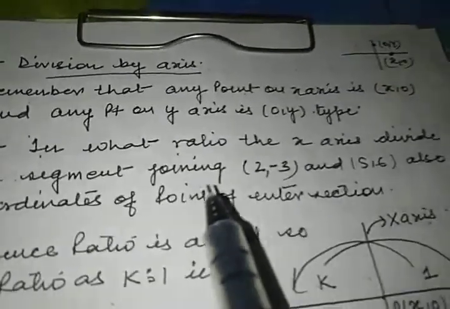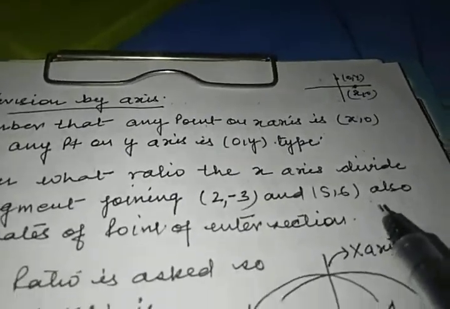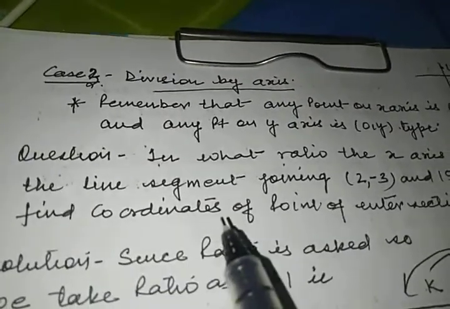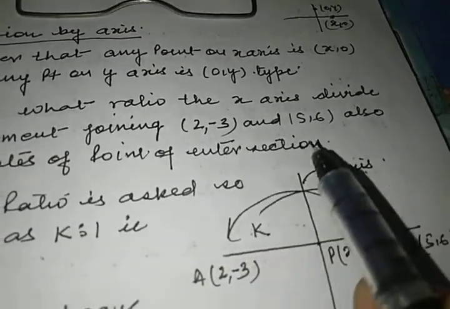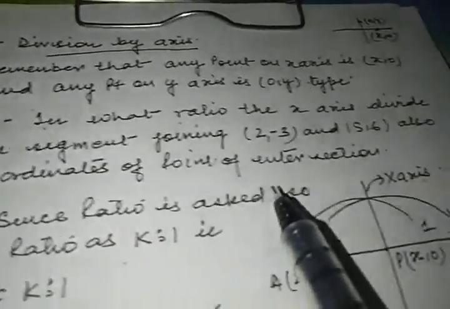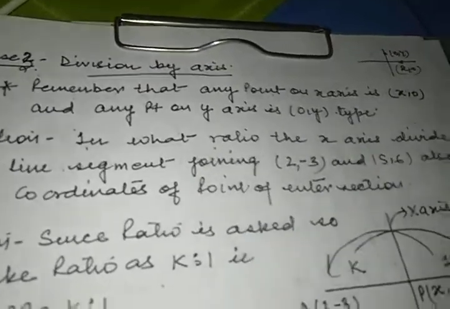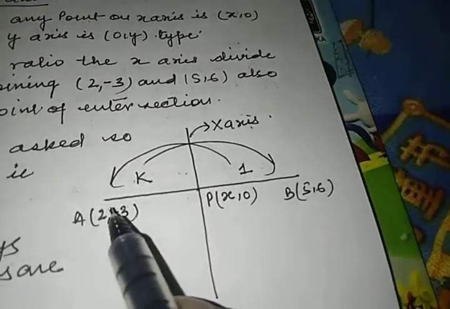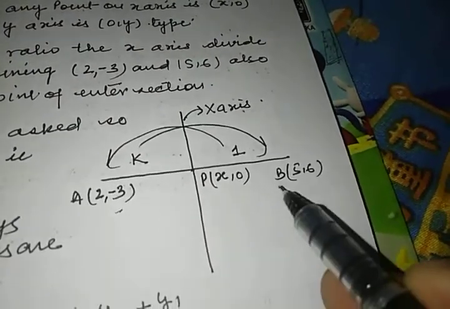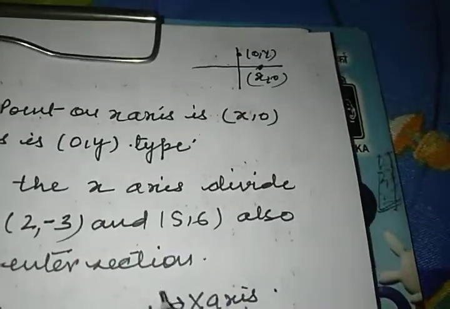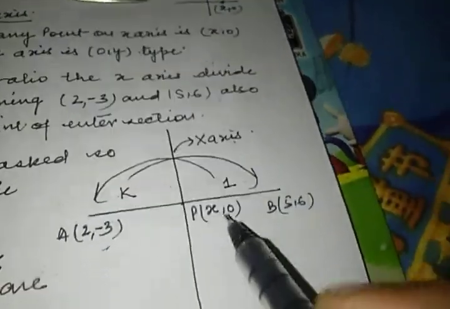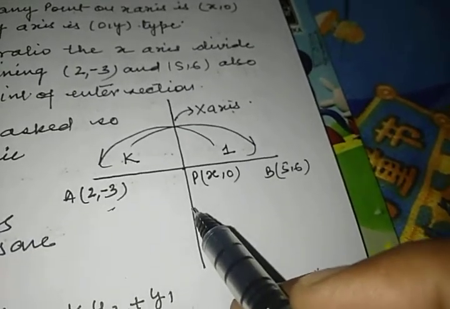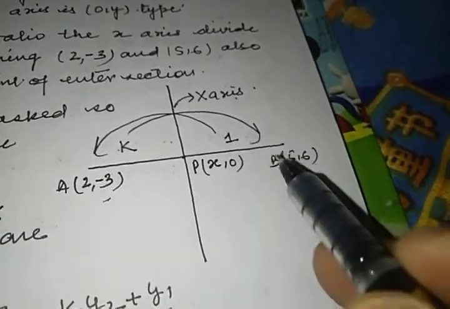Okay, in what ratio does the x-axis divide the line segment joining this and this? Also find the coordinates of the point of intersection. Okay. So it's asking in what ratio the line joining points A and B is divided by the x-axis. See, I have made the figure here. This was the line AB. A is this point, B is this point, and this is your x-axis. So it's asking in what ratio the x-axis is dividing AB.